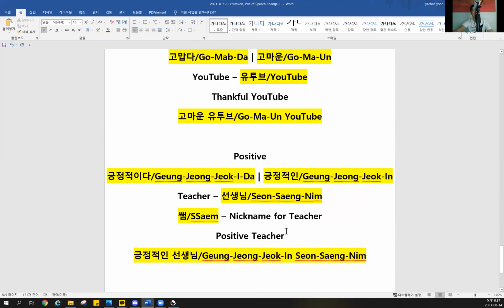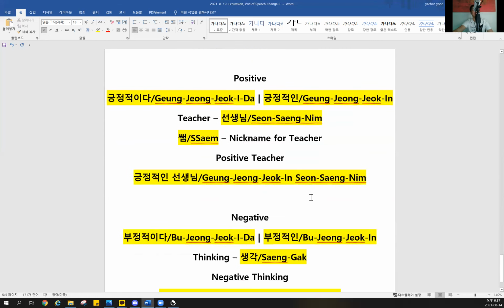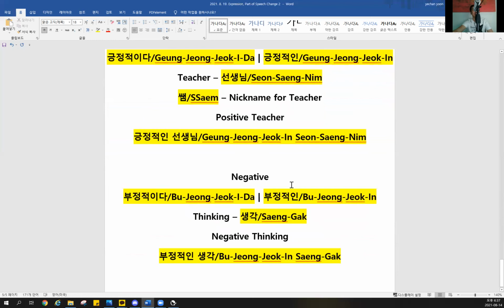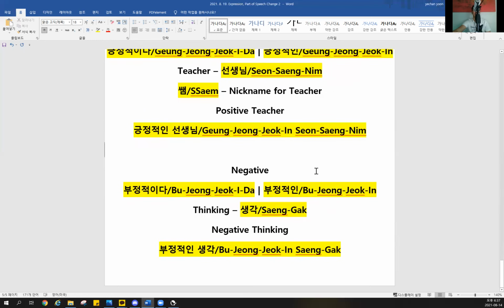All right? Next one, negative. How you can say the negative? You can say 부정적이다. Changing form is 부정적인. I give the example with the thinking. 생각. So negative thinking, how you can say 부정적인 생각. All right? Okay, so this was our today's class.